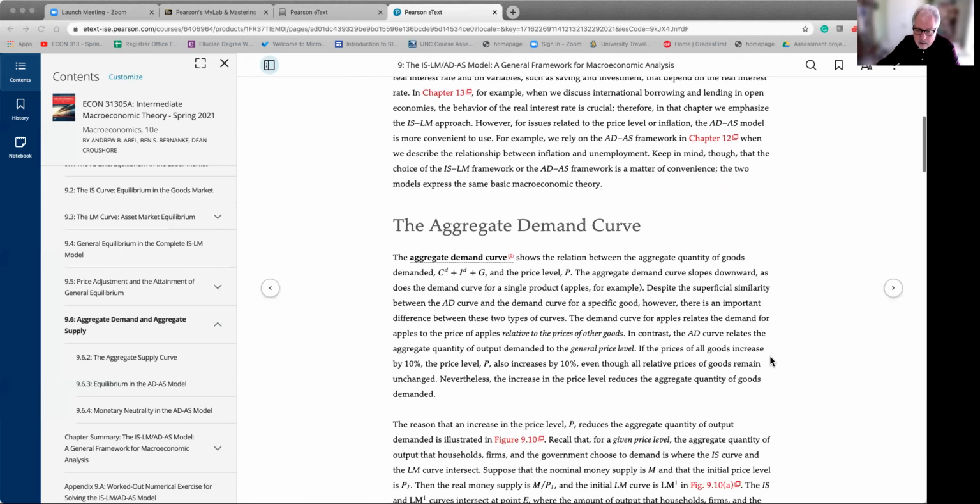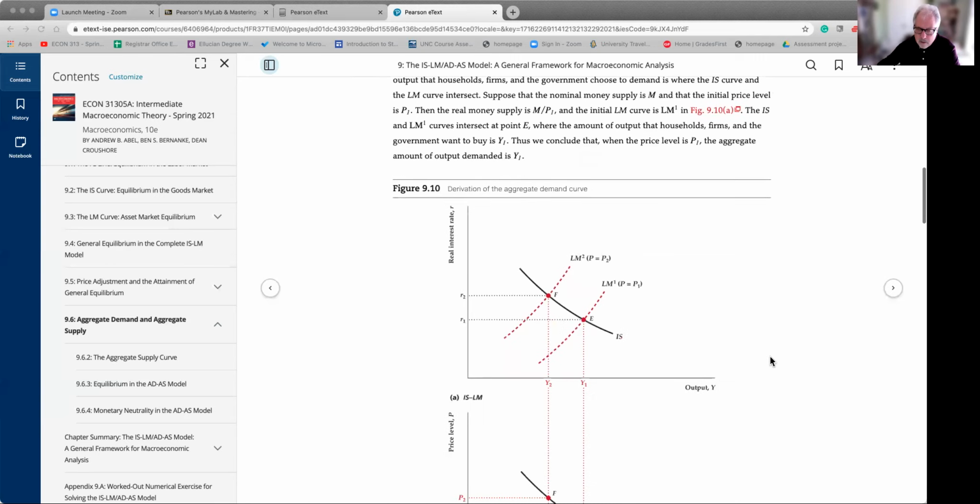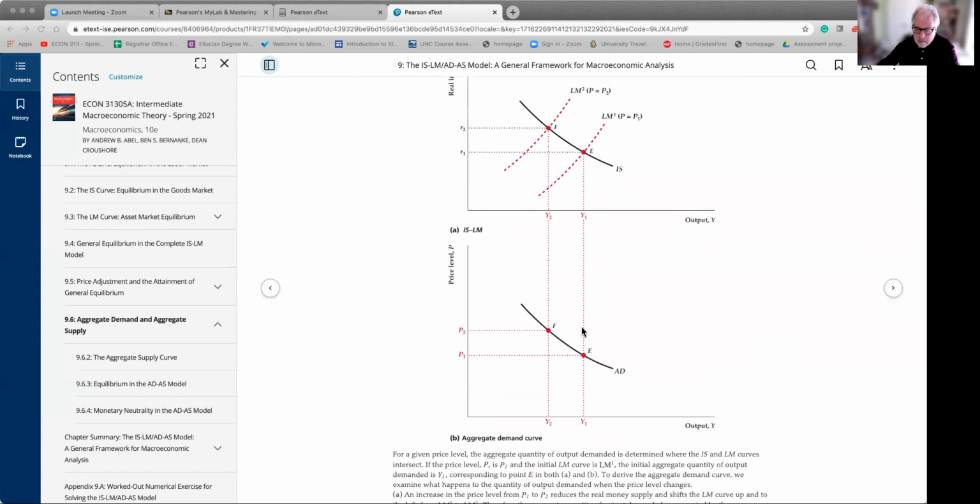So aggregate demand comes directly from IS-LM. We follow the same process we did earlier in the chapter. How do we derive the aggregate demand curve? You ask the question, at different price levels, what is the equilibrium level of real GDP in the economy from IS and LM together?